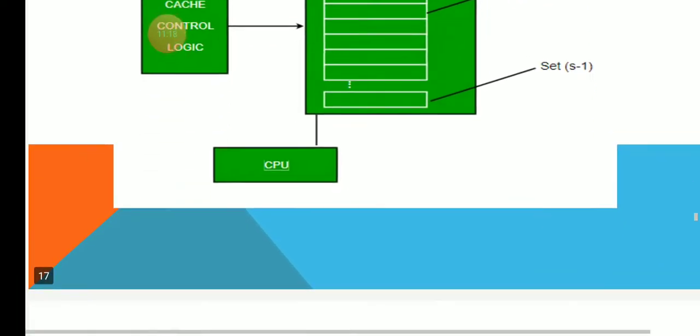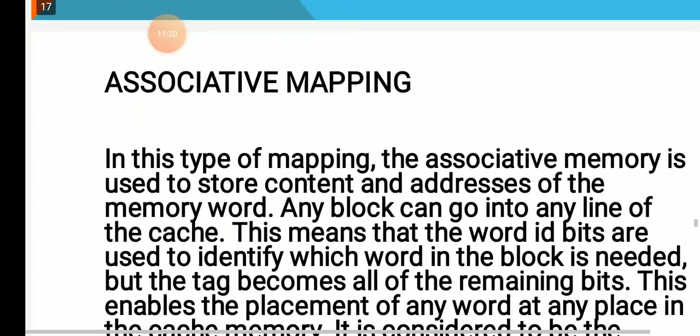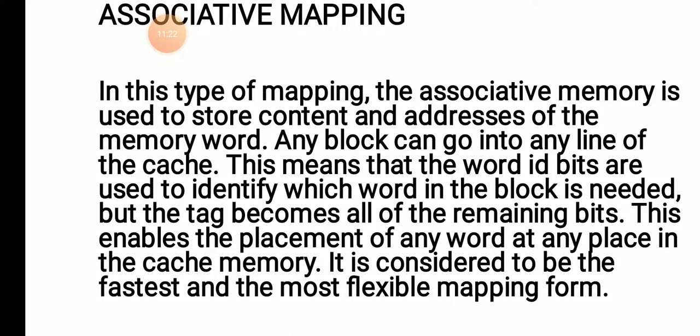Now associative mapping. In this type of mapping, associative memory is used to store the content and the address of the memory word. Any block can go into any line of the cache. But in direct mapping, each block can go into only one line. Here any block can go into any line of the cache.